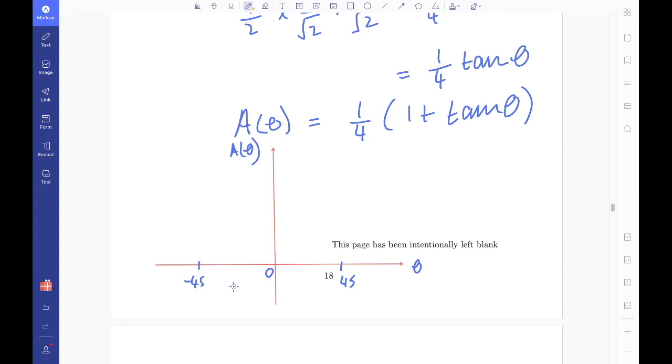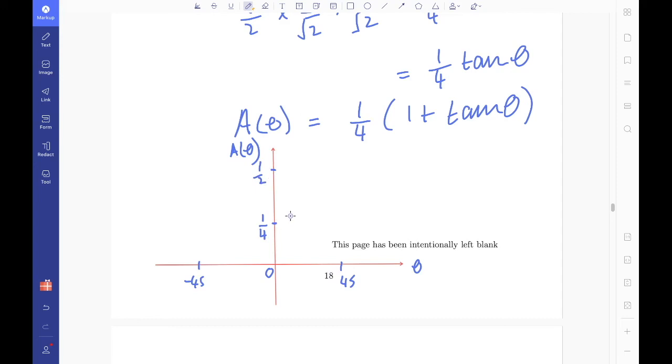Okay, so if we shift that up by 1 and then multiply it all by 1/4, its new origin, its new point is going to be about this quarter, and it would normally go up to 1 at 45 degrees, but now it just goes up 1/4, so at a half, and this makes perfect sense.